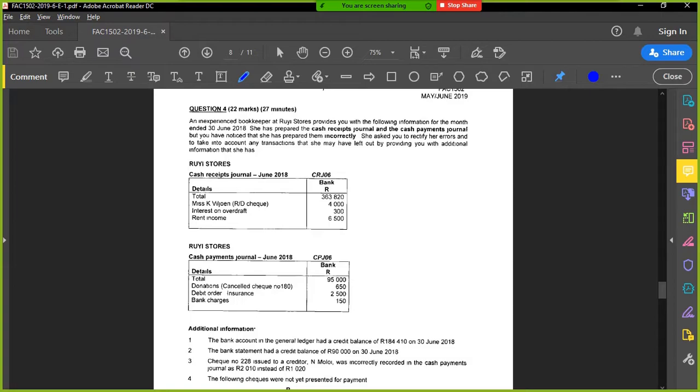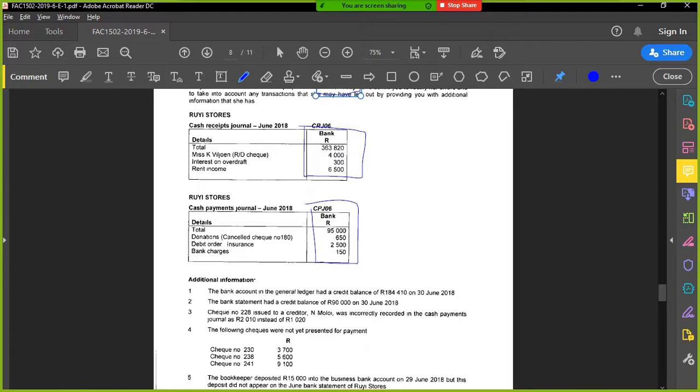Experienced bookkeeper, Ruyu Stores provides you with the following information for the month ended. She has prepared the cash receipts journal and the cash payments journal, but you have noticed that she's prepared them incorrectly. So there's already a clue that they haven't done things correctly, but this is what they have currently. She asked you to rectify the errors and to take into account any transactions that she might have left out as part of the other information.